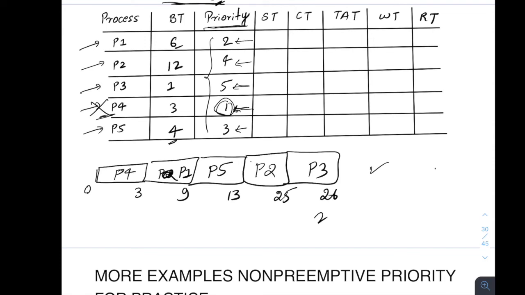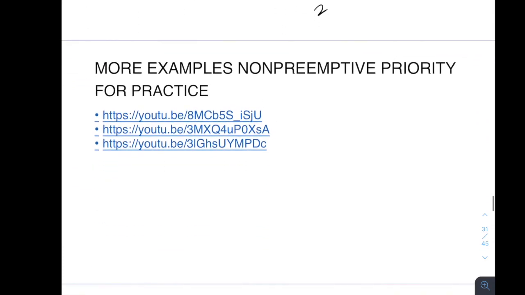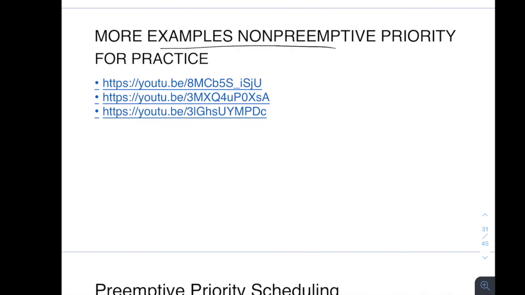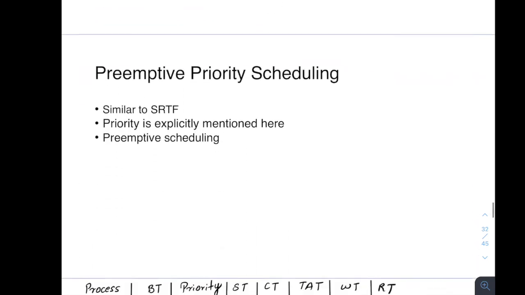That's why I told you, don't always assume that the higher the priority number, the higher the priority. You will normally assume that okay, this is number 5, that means P3 should be the highest priority process. No, I have already told that the lower the priority number here, the higher the priority. Always see what the problem is telling. More examples can be found here if you want to practice more of non-preemptive priority.